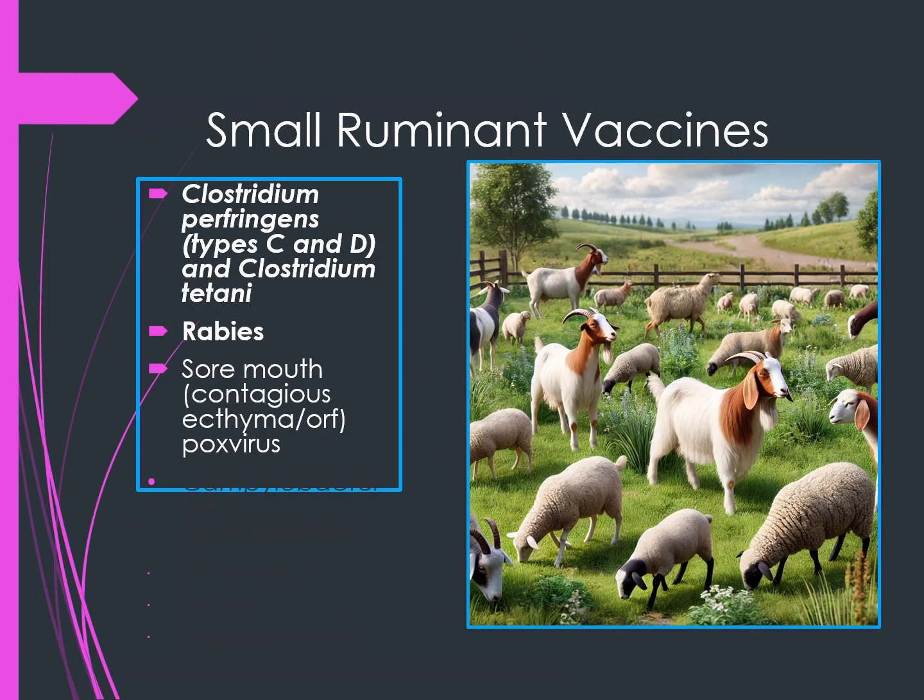So for goats and sheep, there is one very important vaccine, which is the Clostridium perfringens type C and D and Clostridium tetani combination. And this protects against enterotoxemia and tetanus. Goats and sheep may also receive rabies. They also may be mandated to receive rabies depending on where they live.